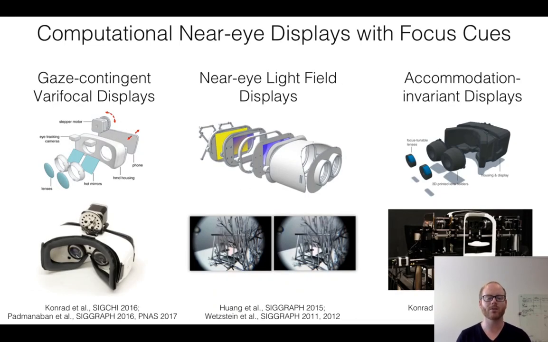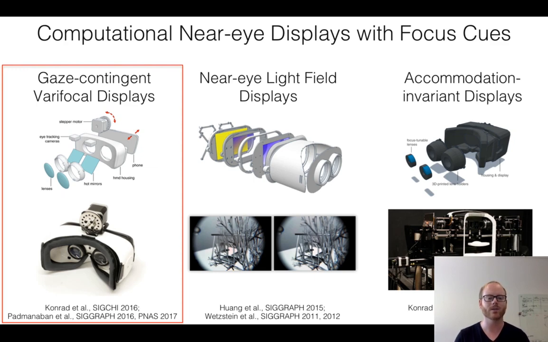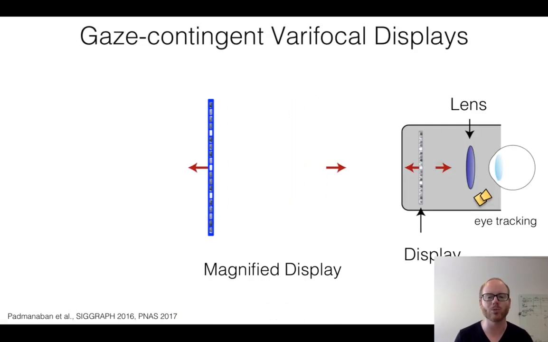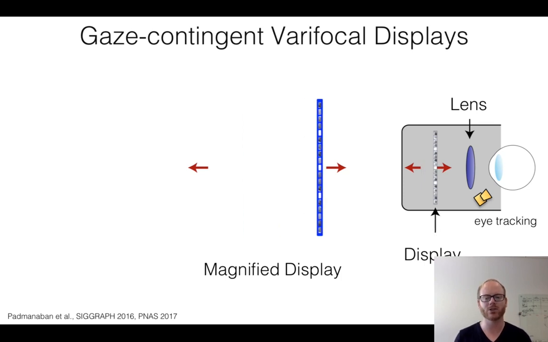In our lab, we've been working on many different technologies to address this, including varifocal displays, near-eye light field displays, and accommodation invariant displays. I don't have enough time to really dive into the details of all of them, but I just want to highlight one of the simplest and most practical approaches to solving this using varifocal displays. So a varifocal display is one that has a dynamic focal plane. And there are multiple ways of achieving this.